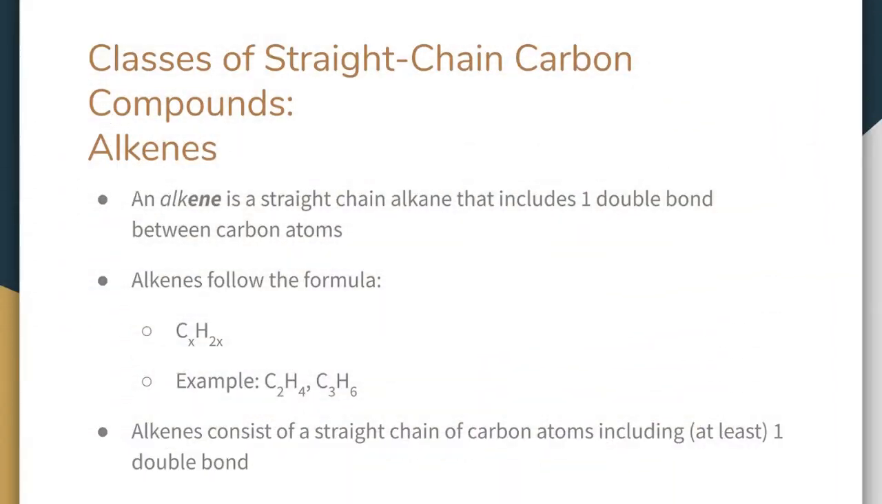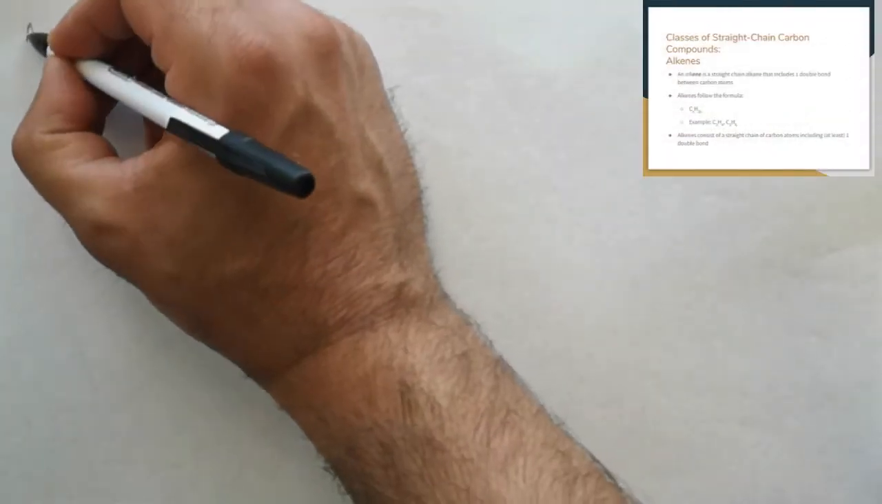An alkene is a straight-chain alkane that includes 1 double bond between carbon atoms. All alkenes follow the general formula CxH2x, where x is the number of carbon atoms; the number of hydrogen atoms will be twice as many as that number. Exactly.